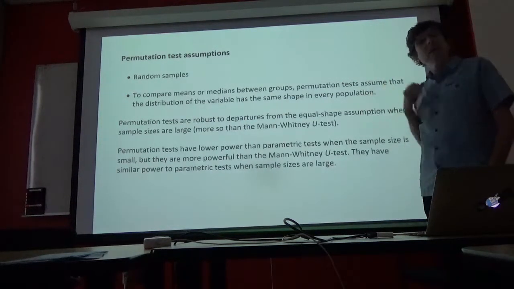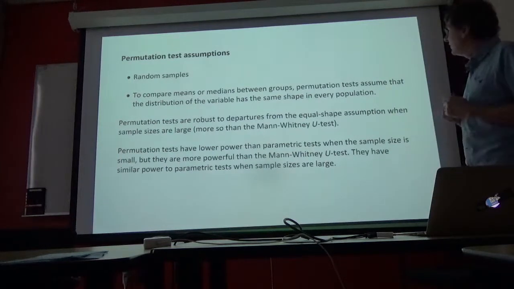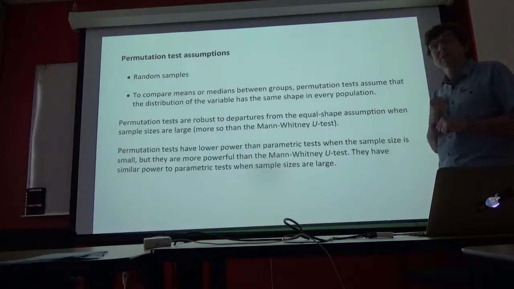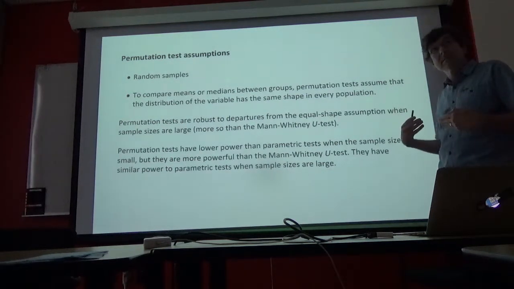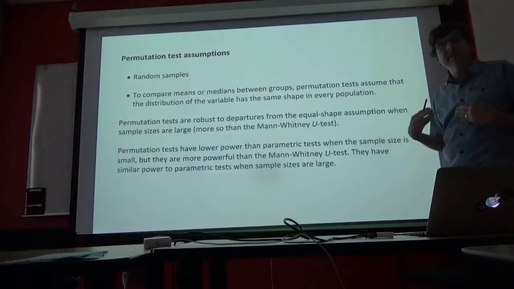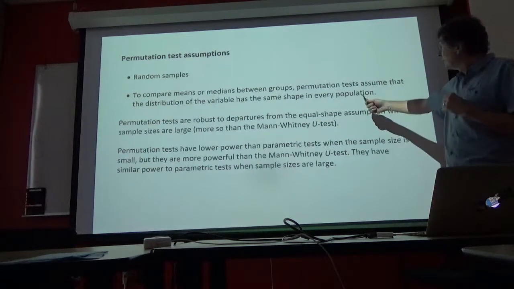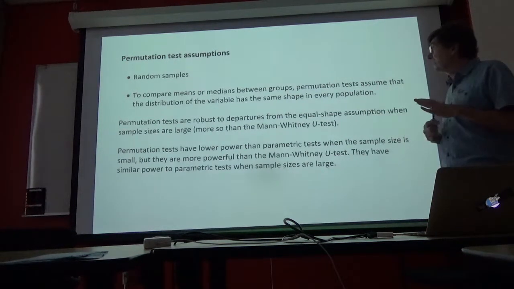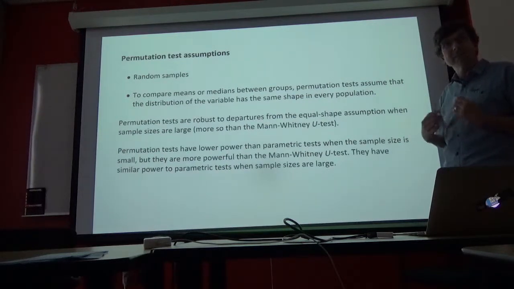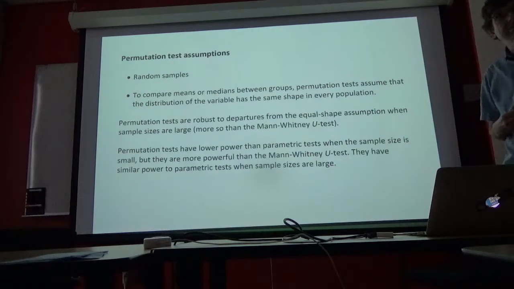The second assumption, a little known assumption, of not just permutation tests but also of rank tests like Mann-Whitney U, is that if you want to test the hypothesis that the means of the two groups are the same, or the medians of the two groups are the same, the method assumes that the distribution of the variable has the same shape in the two populations.